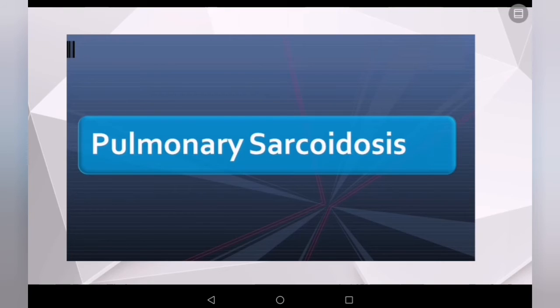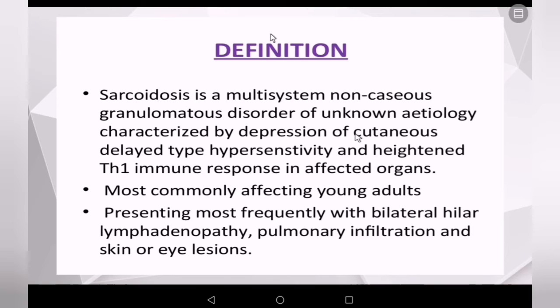So our next and last disorder is pulmonary sarcoidosis, which is also included in the group of restrictive lung diseases. It is a very important disorder. So what is sarcoidosis? Sarcoidosis is a multisystem non-caseating granulomatous disorder of unknown etiology characterized by depression of cutaneous type hypersensitivity and heightened Th1 immune response in affected organs. So it is a type of autoimmune disorder.